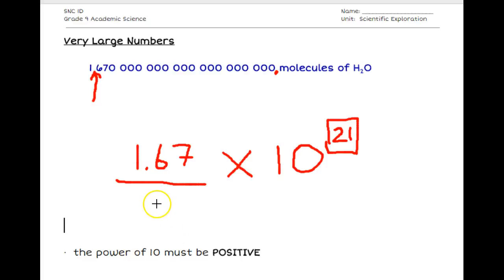So there I have it. The number 1.67 times 10 to the 21. That is how I would convert that value into scientific notation.